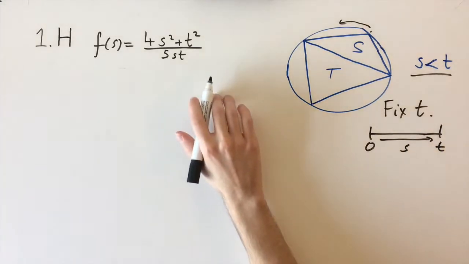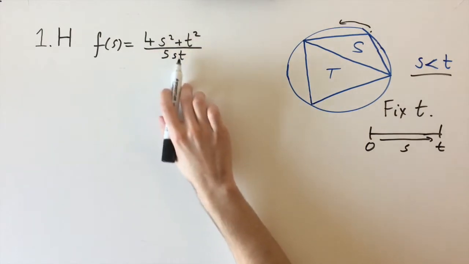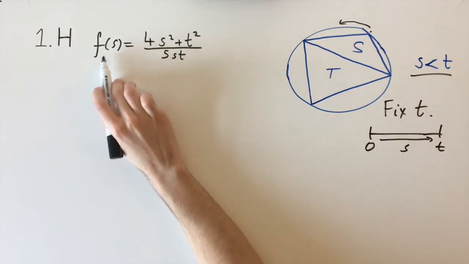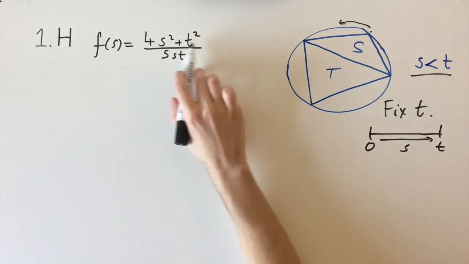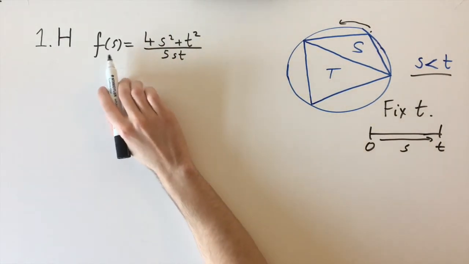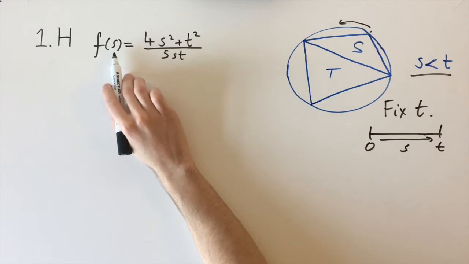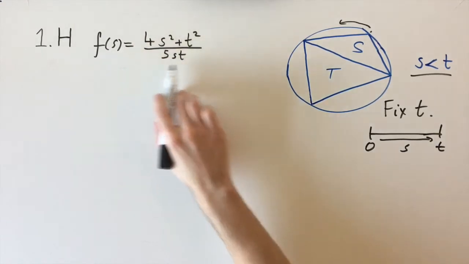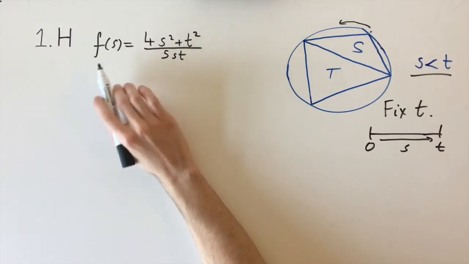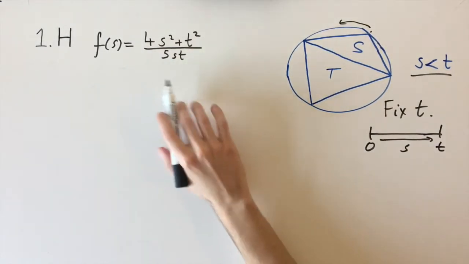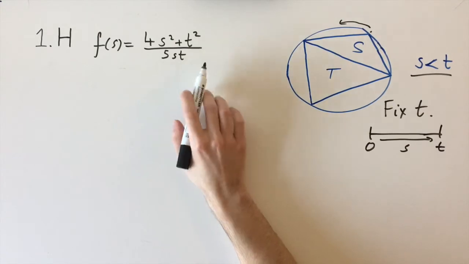Then what that allows us to do is call this function f of s, so it's now a variable of s. We've let t be a constant and we're just varying over the variable s. So we can minimize this function in just one variable, and we know how to do that. We can find the derivative, set it equal to 0, and find the minimum like that. So that's what we're going to do.